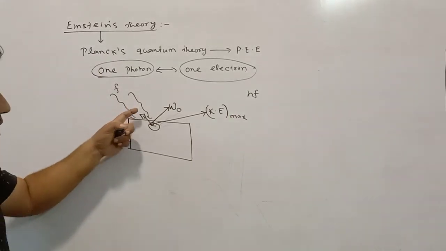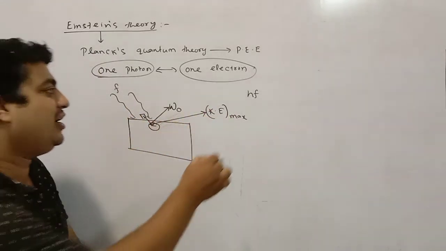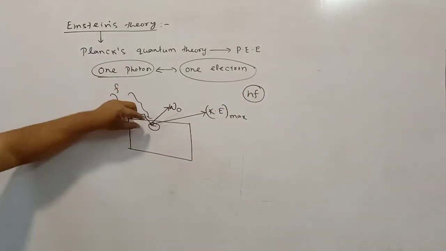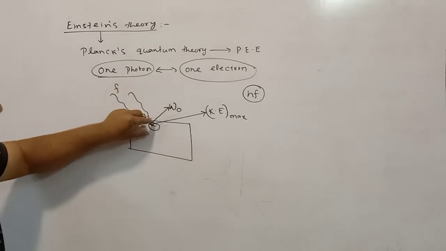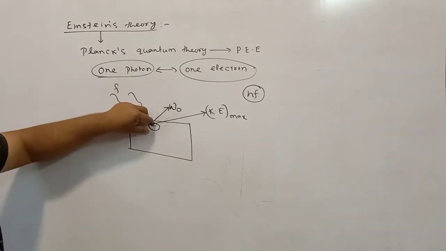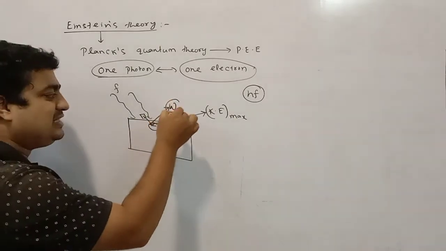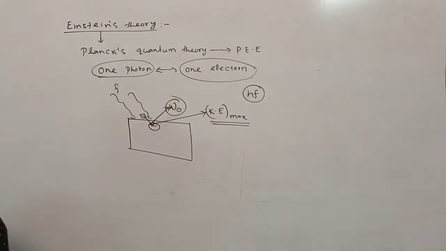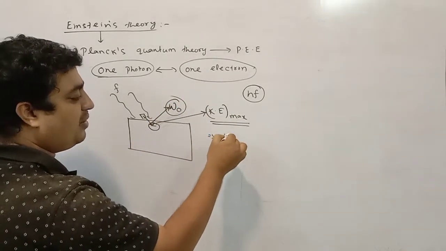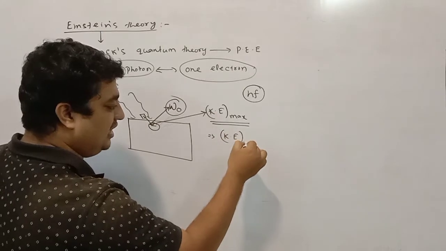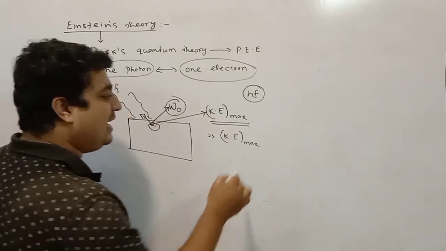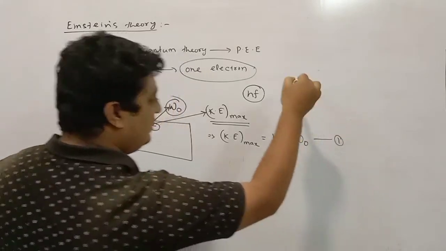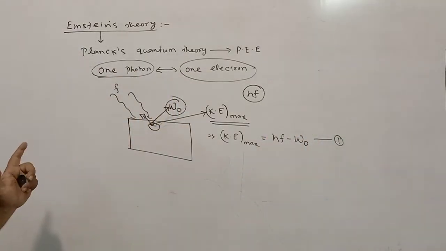Now, the total energy absorbed by the electron is hf. That is the energy of the photon. The energy consumed to emit the electron from the metal surface is W0. The remaining amount of energy is its maximum kinetic energy. So, from the law of conservation of energy, we can write K max equals hf minus W0. This is our equation 1.